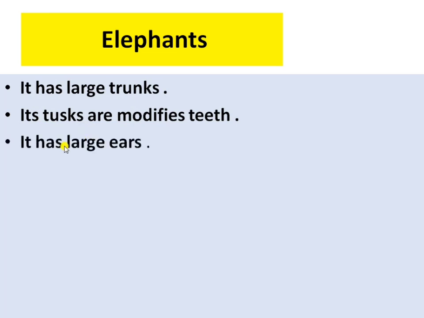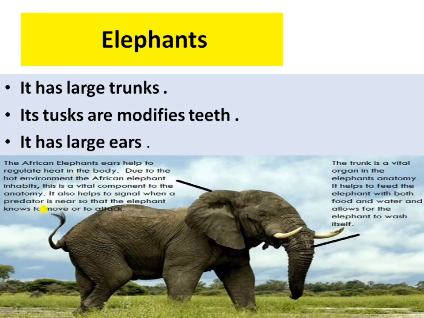Then they have large ears which enable them to hear even a faint and soft sound, so they can sense danger and run to a safer area. Elephants also use their large ears to flap and keep the body cool in hot and humid weather.